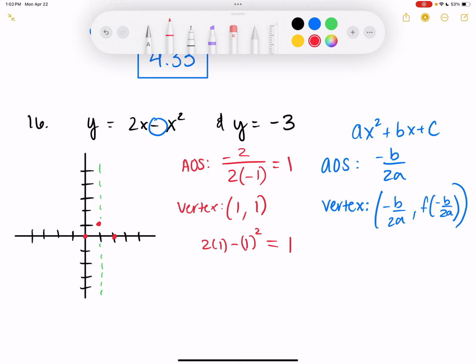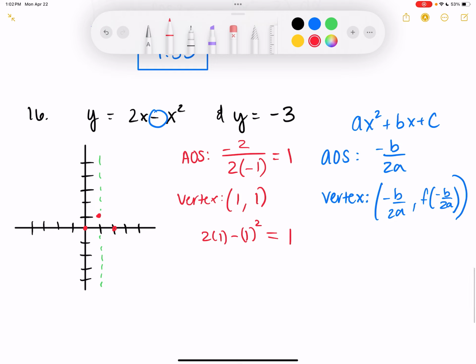I have that. Now, in this particular case, this is normally where we would have stopped. We would have drawn our parabola when we were doing them. Because y is negative 3, what is that graph going to look like?